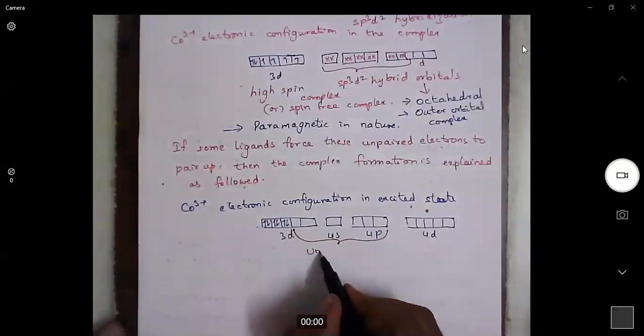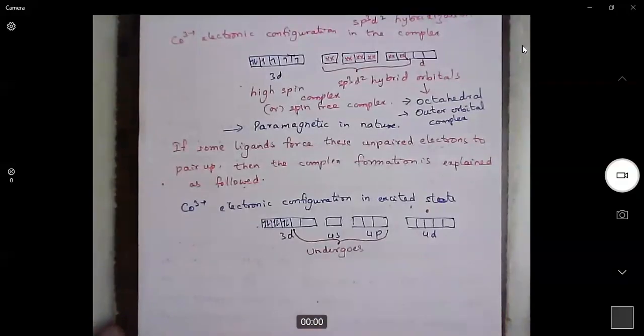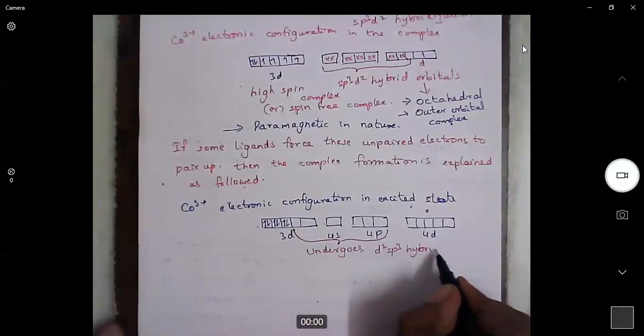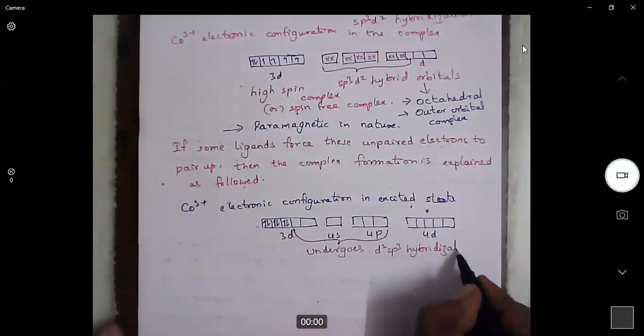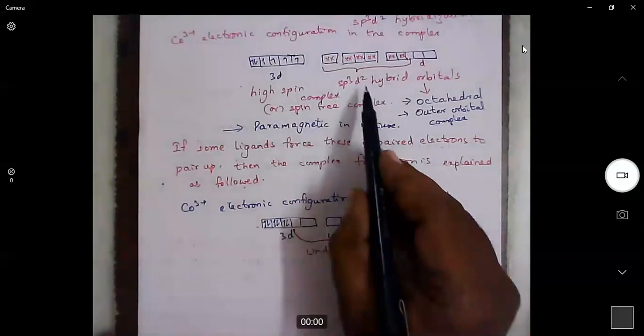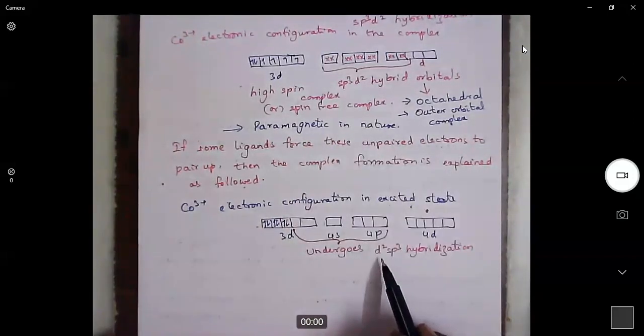So it undergoes d2sp3 hybridization. It is not using 4d orbitals for hybridization, it is using 3d orbitals for hybridization. So that is why the hybridization also changes to d2sp3. In the previous case, it is sp3d2 hybridization. Here we must write d2sp3 hybridization.